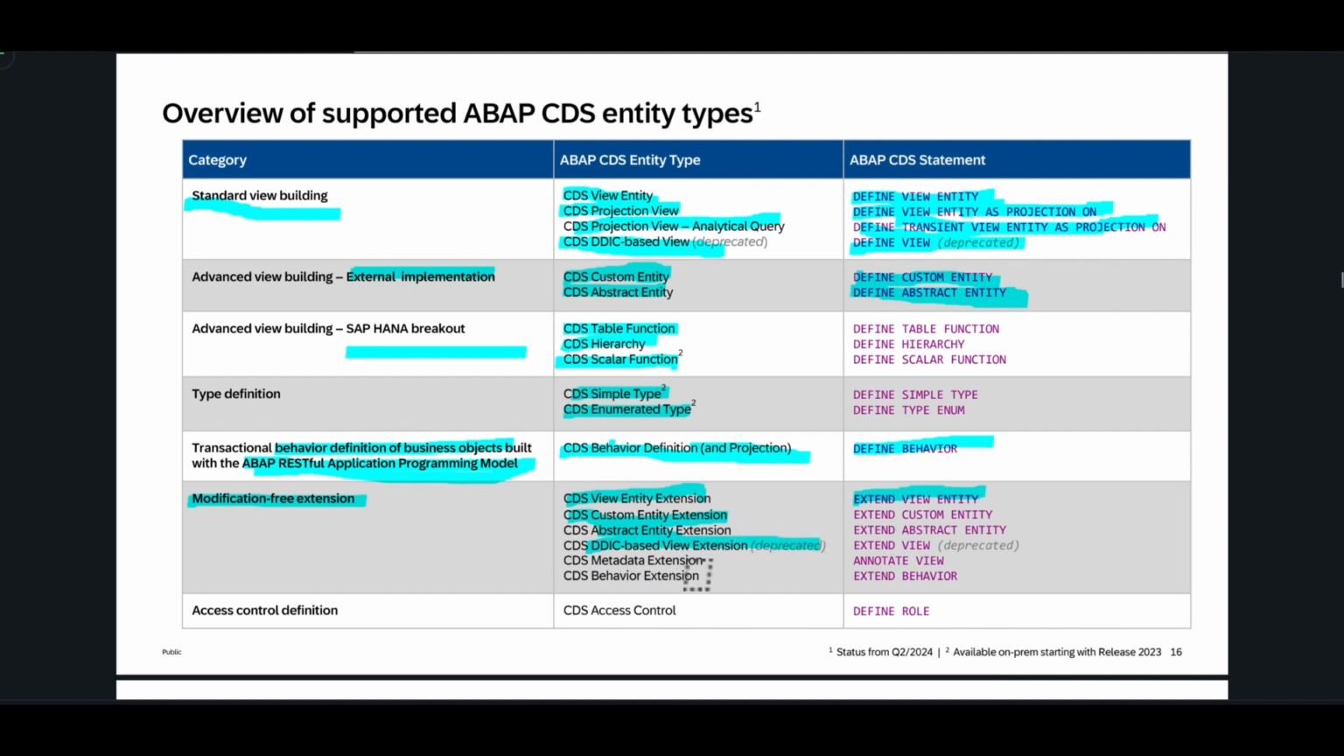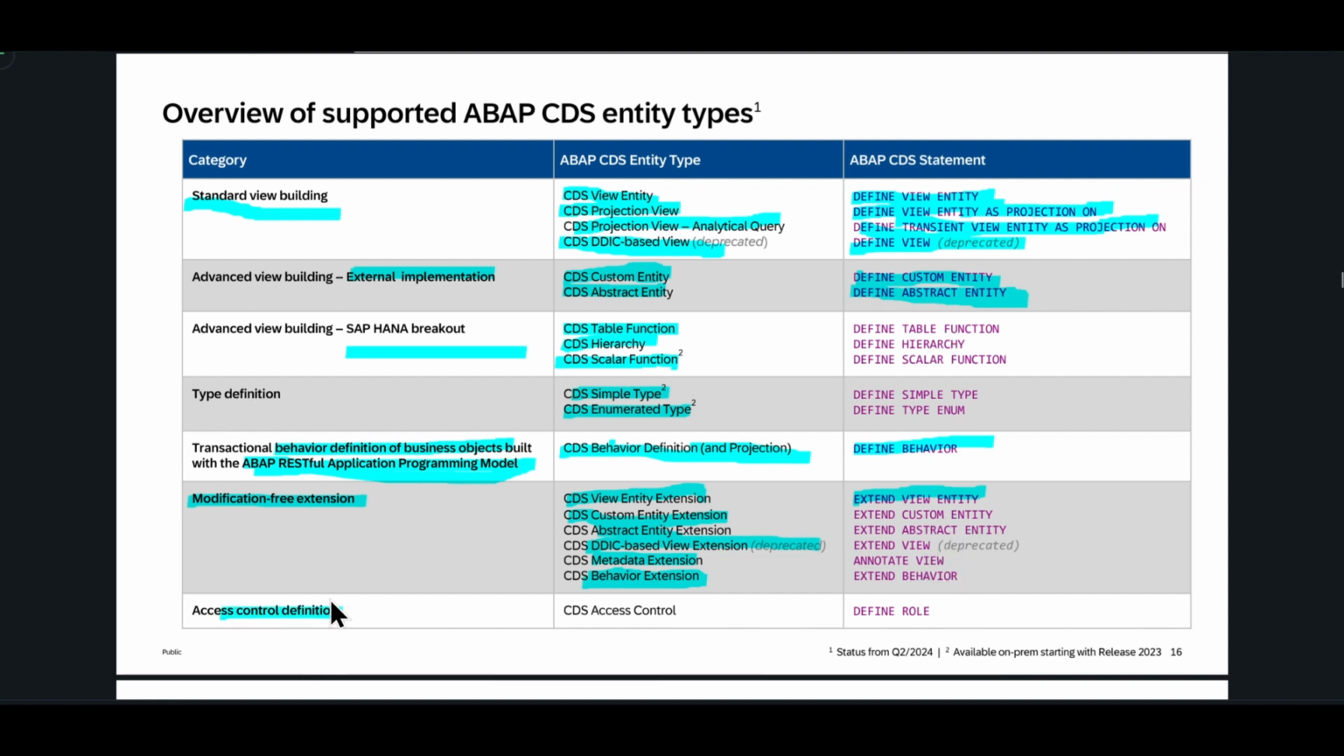It's already deprecated. Okay, and metadata extension is for UI annotations. If you have a consumption view and you want to add a UI annotation, please create a metadata extension and define it there. And CDS behavior extension is for extending behaviors. So we have a behavior definition for create, read, update, and delete, and for the standard app, I want to add a new action, right? In that case, I can go with the CDS behavior extension. So all the corresponding statement syntax will be like this.